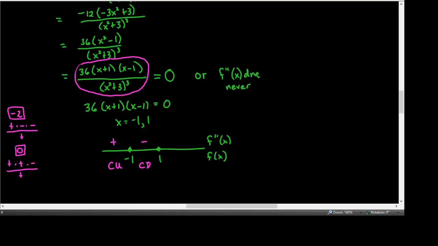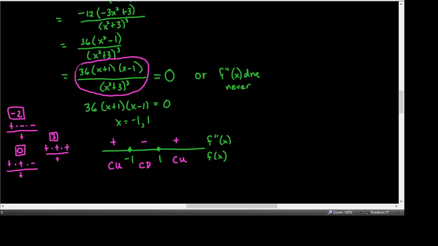Now let's pick something to the right of 1, like 3. 36 is positive. 3 plus 1 is positive. 3 minus 1 is positive. And 3 squared is 9, plus 3 is positive, cubed is still positive. Positive times positive divided by positive is positive, which means that the function is concave upward from 1 to infinity.